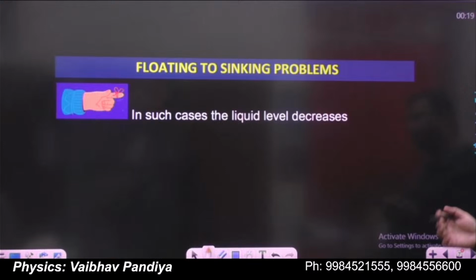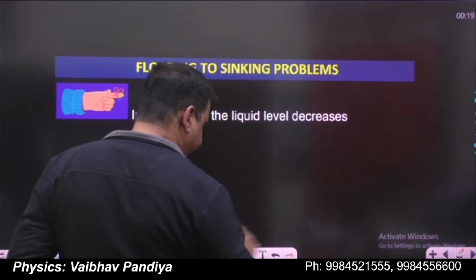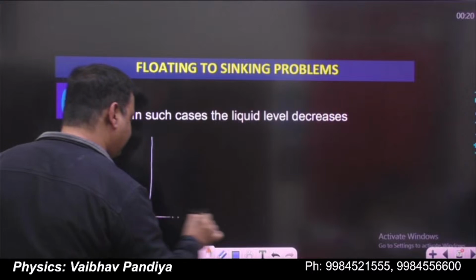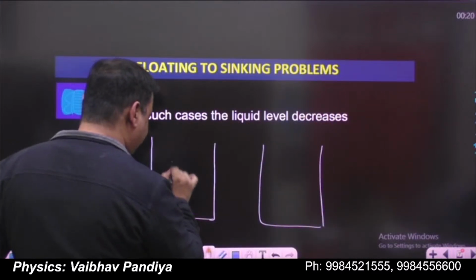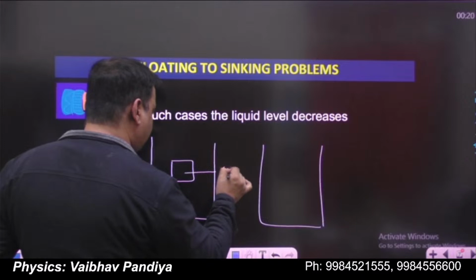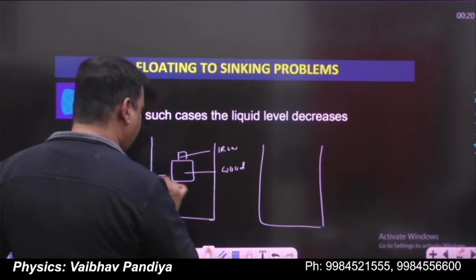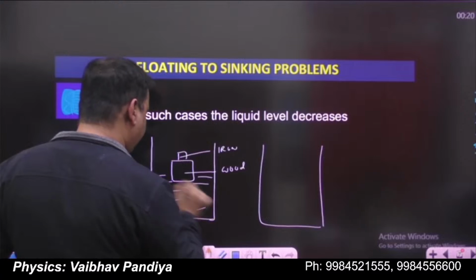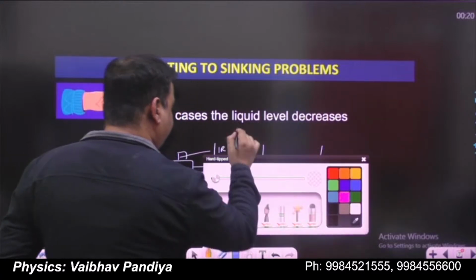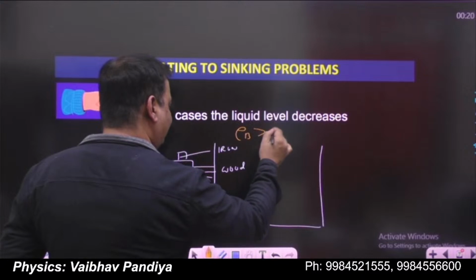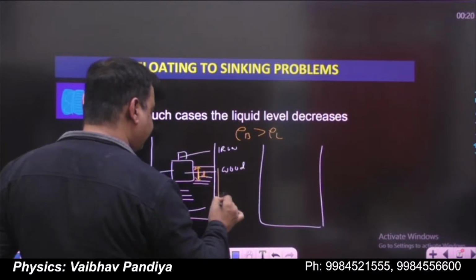Now, as a fingertip point, you can remember whenever we have a floating to sinking problem, suppose this is wood and this is iron. As a fingertip point for MCQs, you can remember this will happen when the density of the body is greater than the density of the liquid, and this is your L and this is H.